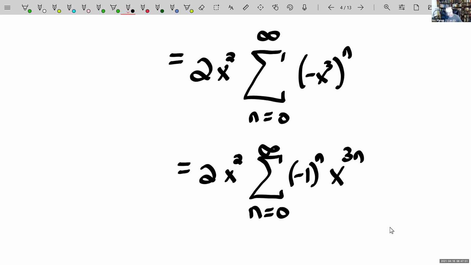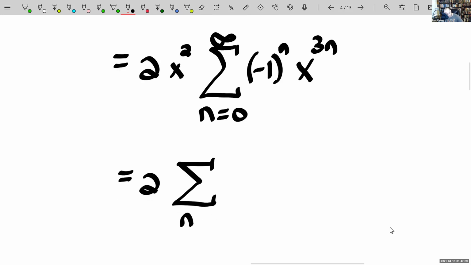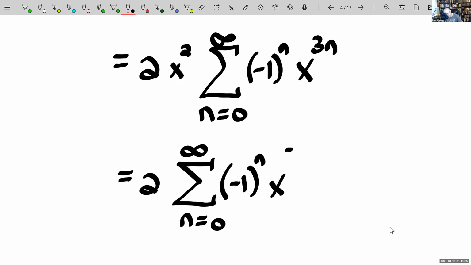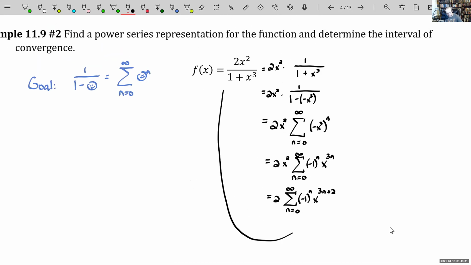And you're still not done. What you're going to do, you can leave the 2 out front, but you're going to bring that x squared inside. And you will be done. This will be negative 1 to the nth, x to the 3n plus 2. That is the power series representation of that fraction, 2x squared over 1 plus x cubed.